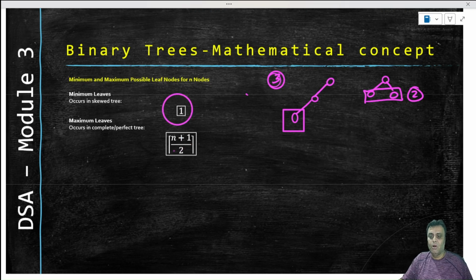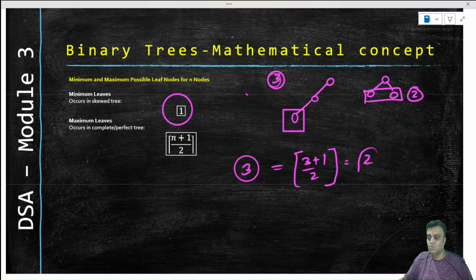And the maximum occurs in a perfect complete binary tree, which is the ceiling of (n plus 1) by 2. So the maximum leaf count is the opposite of this. Given 3, we can apply (3 plus 1) divided by 2 and take the ceiling, which is 2, as the maximum total number of leaf nodes that I could create from the given 3 nodes.